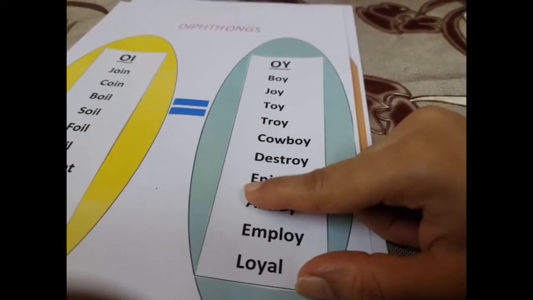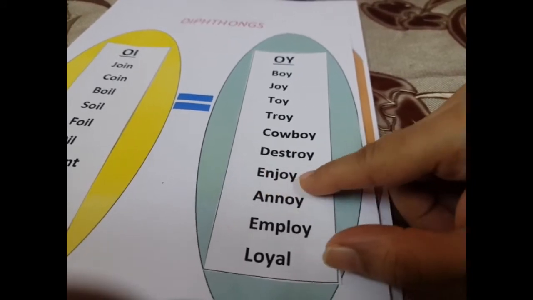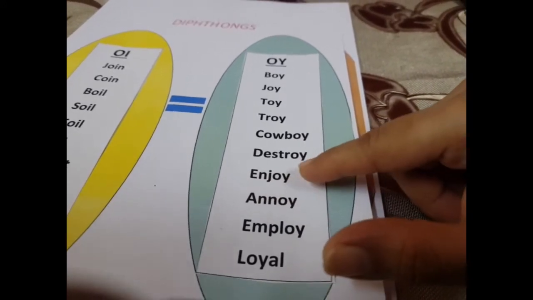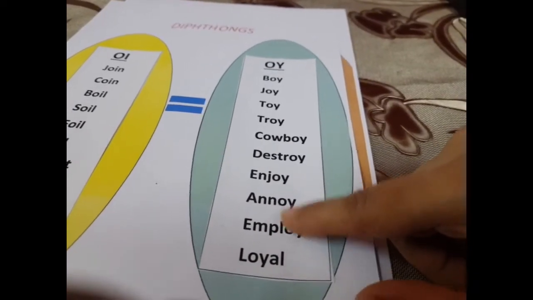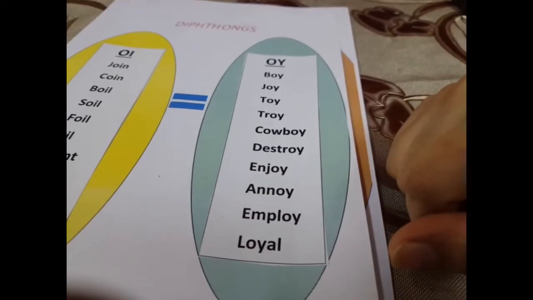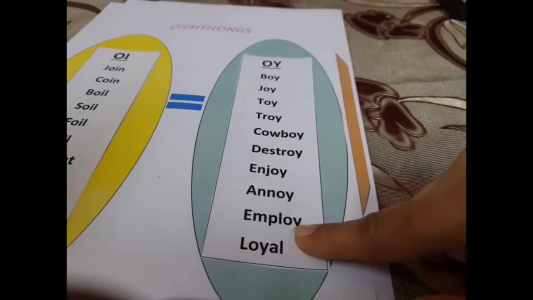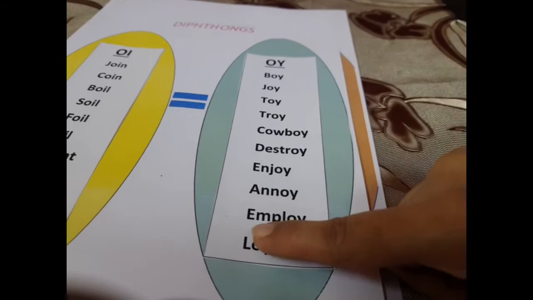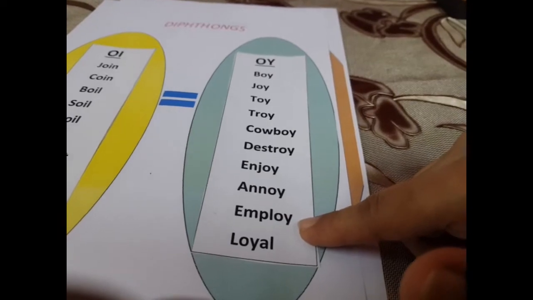Now EN. What is the sound of EN? En. JOY. Joy. So ENJOY. Tell me. Enjoy. Very good. What is the sound of AN? An. NOY. Noise. So ANNOY. Annoy. Very good. Now what is the sound of EM? Em. PLOY. Ploy. So EMPLOY. It starts with EM. Employ. Very good.